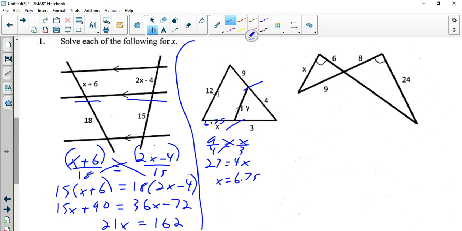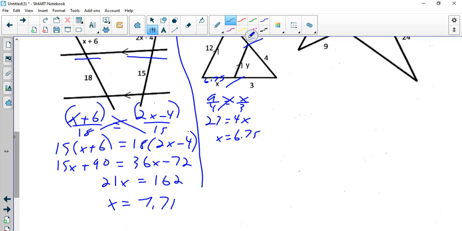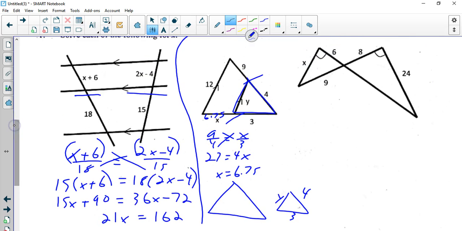Okay, y is a little bit more challenging, but not too bad. So I'm going to redraw my triangle separately. My big triangle, my small triangle. Now if you look at the small triangle here, this is 4, this is 3, this is my unknown. My big triangle, this is 13. This is 6.75 plus 3, which is 9.75. And this is given to us as 12.